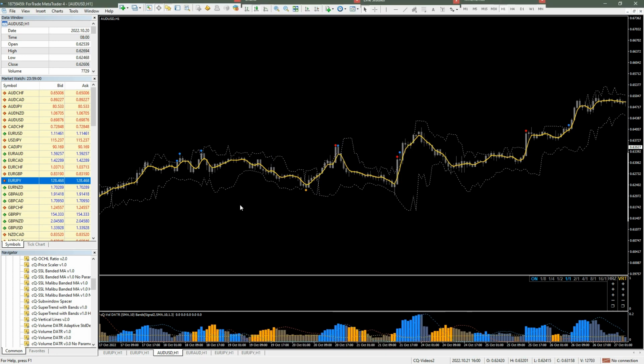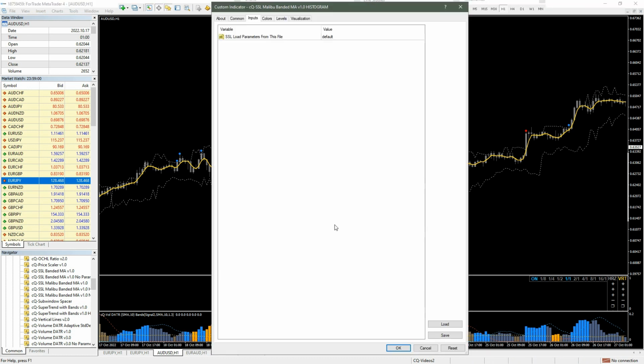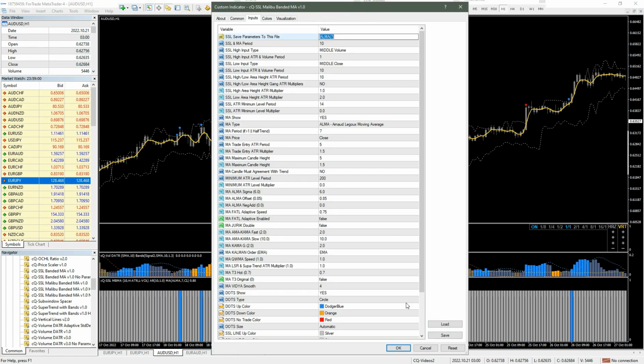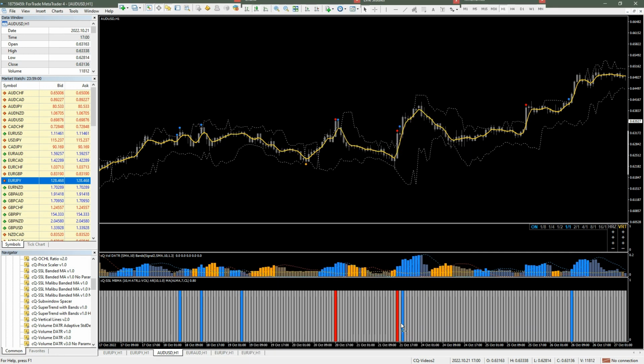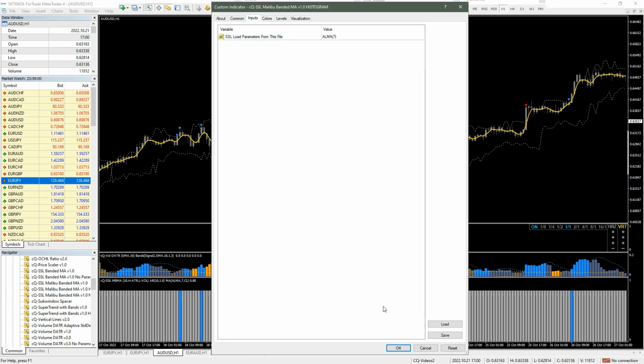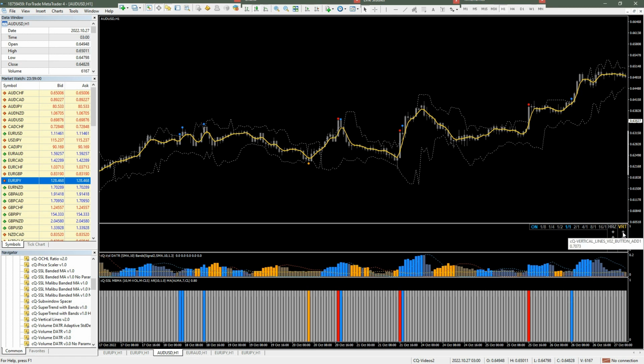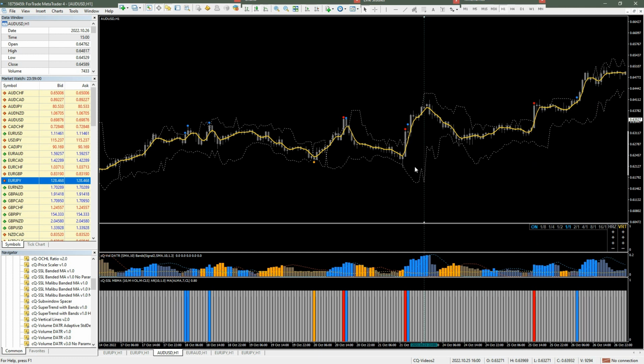So I'll load the histogram version. Let's see, it's this. Is that what it's called? Okay, if you draw a line on here, it lines up.